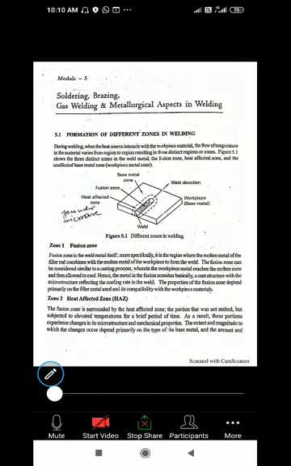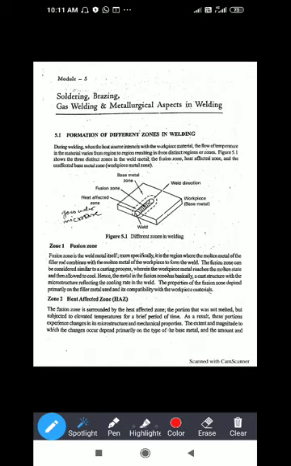Now we'll start with module number 5. The formation of the different zones in welding. These are the formations of the different zones in the welding. You can see in the diagram; if you want, you can zoom in. Now you can read over here: during welding, when the heat source interacts with the workpiece, the flow of temperature in the material varies from region to region, resulting in three designated regions or zones.